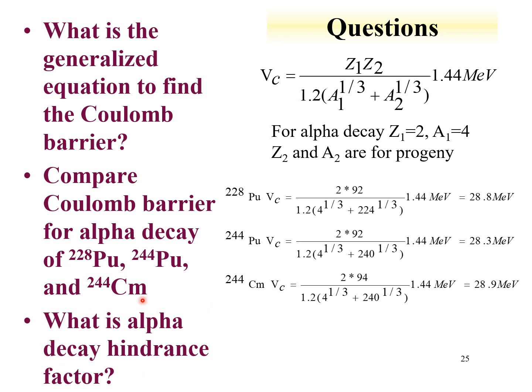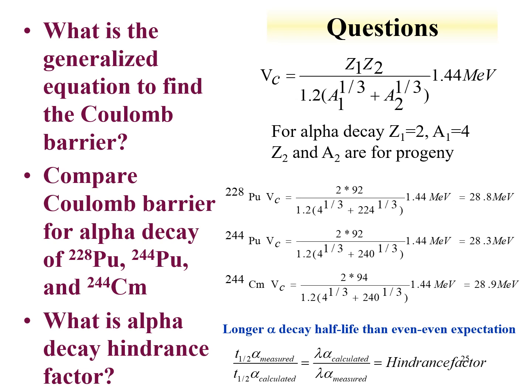Then a final question you should be able to answer based on the lecture includes, what is alpha decay hindrance factor? Alpha decay half-lives tend to be longer than expected based upon models developed for even isotopes. So this hindrance factor is that ratio of either the measured alpha decay half-life divided by the calculated half-life, so this is greater than 1, or the decay constant that's calculated divided by the decay constant that's measured. This is also greater than 1. So you can use either the decay constant or the half-life. Again, make sure the half-life units are the same or the decay constant units are the same. And you should always remember that the hindrance factor is 1 or greater.